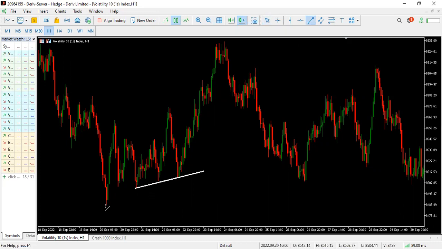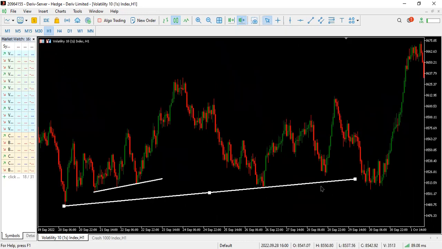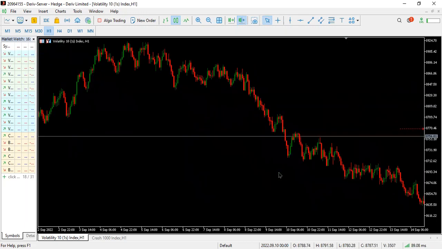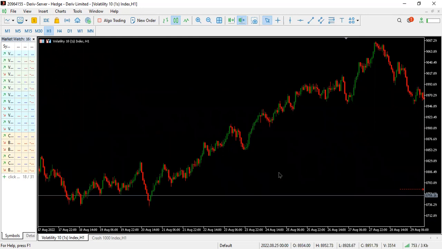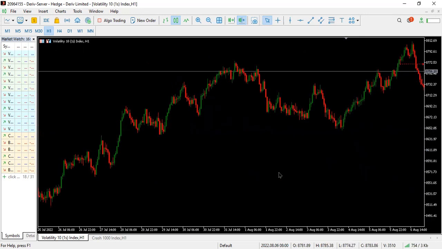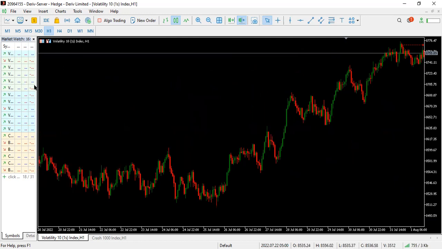Look at this. This one, I'm not sure whether it is accurate. No, it is not. It is not valid. Let's go and look for another one, or should we check another pair? Yes, please. Okay, we're going to check volatility 25 index.